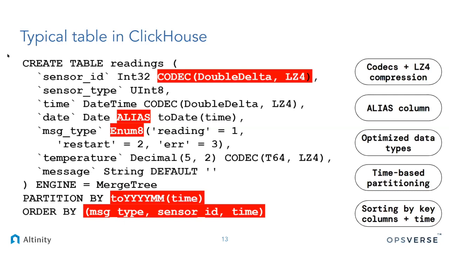And then once the transformation has been applied and we have some string of bits, we turn it over to LZ4 compression. Other examples, we can create what are called alias columns, which just appear to be columns in your query, but in fact, they're just computed off available data. Like in this case, the date column just does a transformation on the time column to turn it into a date. We have optimized data types like enum. That's an 8-bit column to store this message type column.